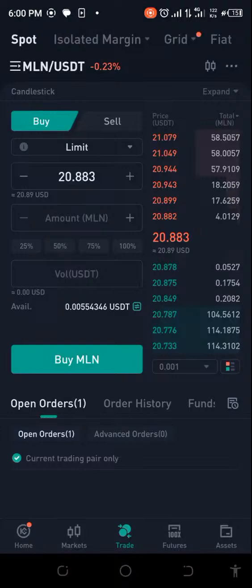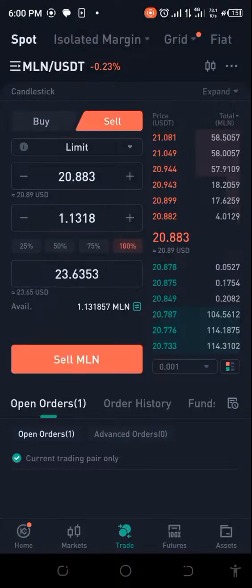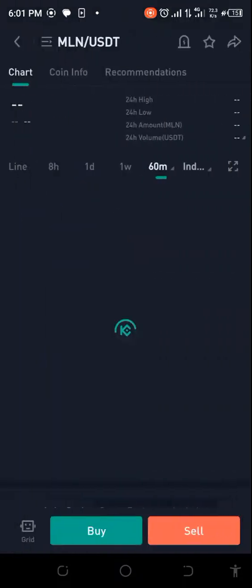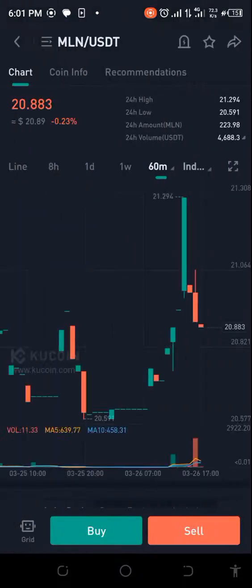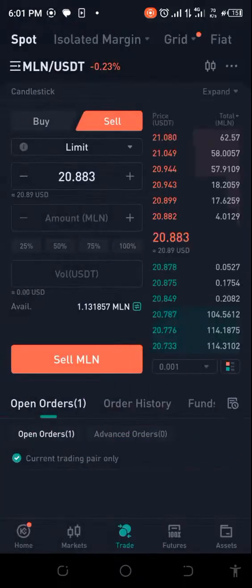Let me try and see. Oh, still the same. Still the same. Is this going to take long before it goes up high? I'm not going to place a bet on that. But what I would do is try to sell this to BTC, okay? I'm putting my eyes on MLN USDT. If it crosses 20.9 something, I'm going to do this.